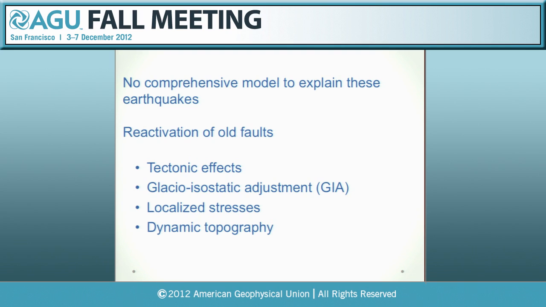Now, there are several theories why these faults can get reactivated, and these are large-scale plate tectonic effects taking place over longer time scales. It could be due to glacial-isostatic adjustment, which is especially true in the case of North America. Could be due to localized stresses, and also could be due to dynamic topography. Now, in this talk, I'm just going to focus on the tectonic effects. So basically, I'm just going to show how much of these earthquakes can be explained just from a tectonic point of view.